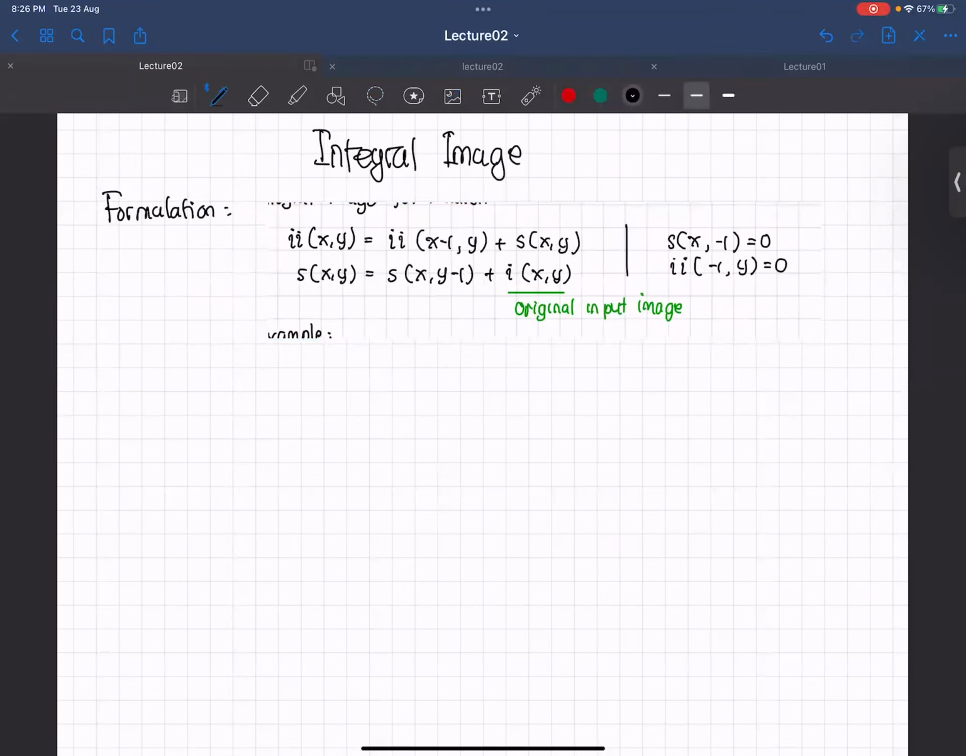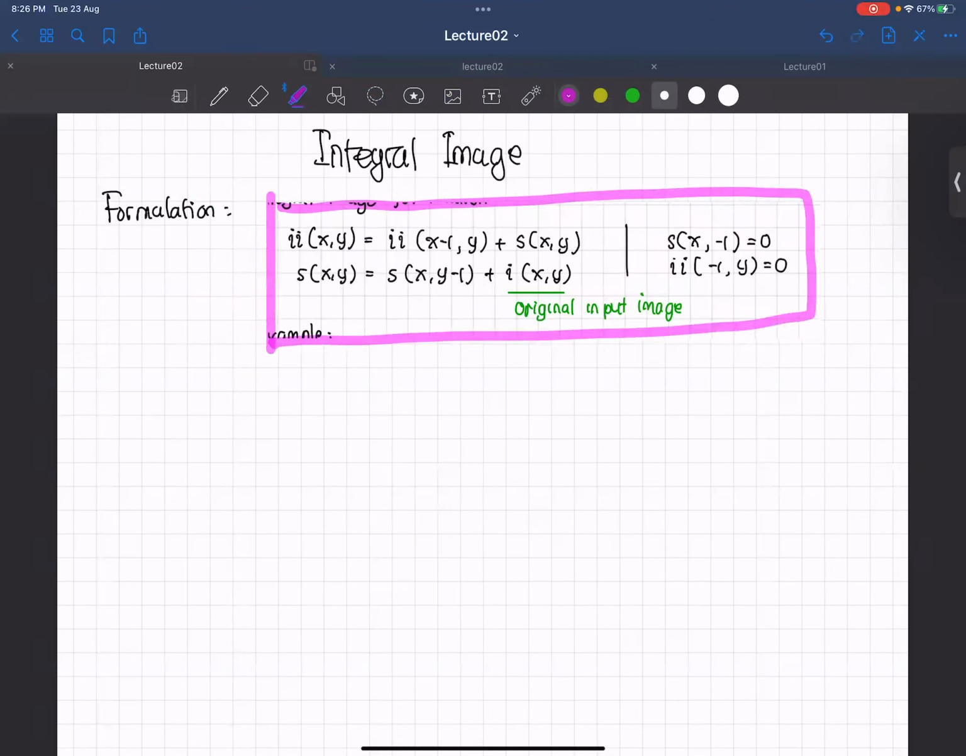Right, so this is the formulation for integral image. Well, the equation is a bit cryptic, so let's take a look at an example here. Let's assume that we have an input image. I refers to the input image. So I is a simple 2 by 2 image.